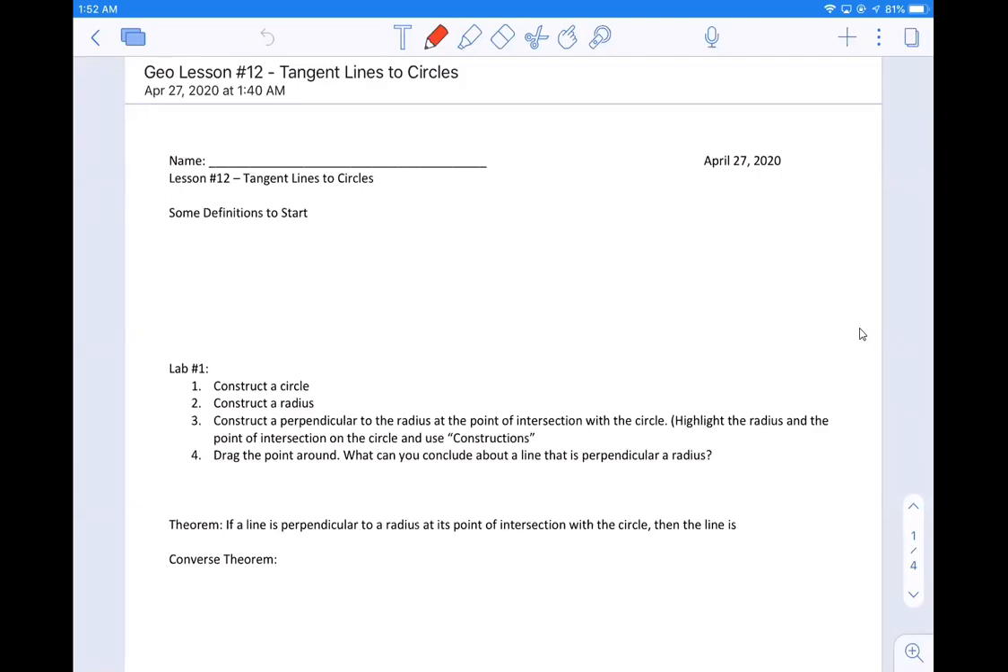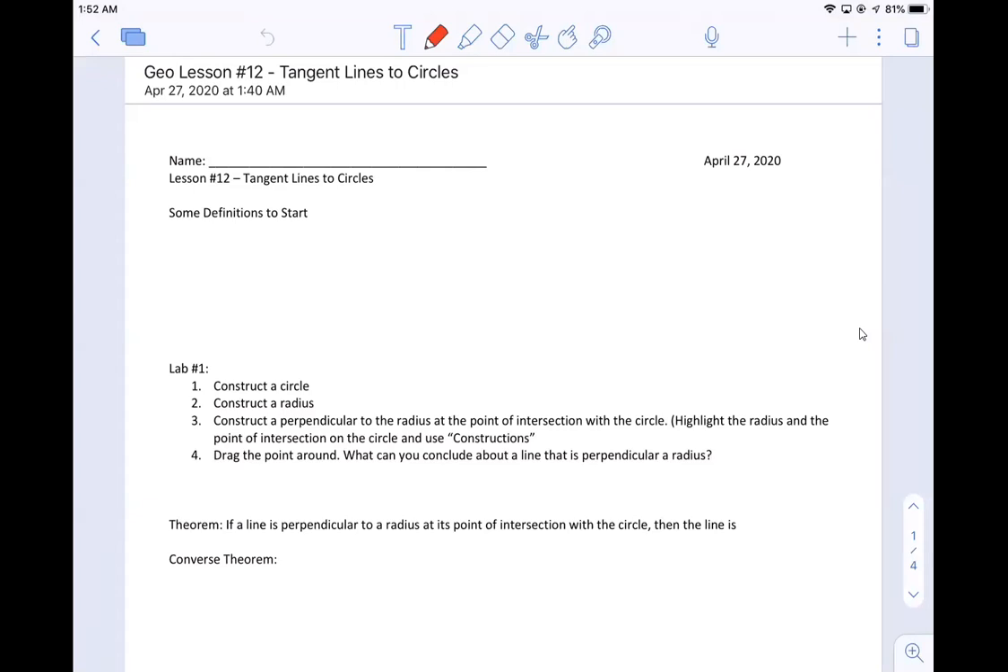We're going to be doing tangent lines to circles. I made a video answer key to some of the homework questions that was due today. So take a look at that if you had trouble with the homework. As always, ask me any questions.